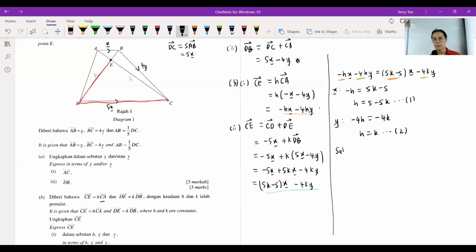So we just sub equation 2 inside equation 1. Ganti equation 2 inside equation 1. k equals 5 minus 5k. 6k is 5. k equals 5 over 6. Now, then if you sub inside equation 2, you get your h. Your h is also 5 over 6. Okay, this question is not difficult.